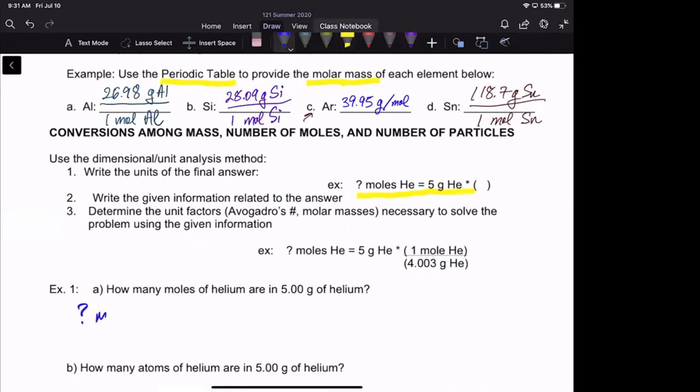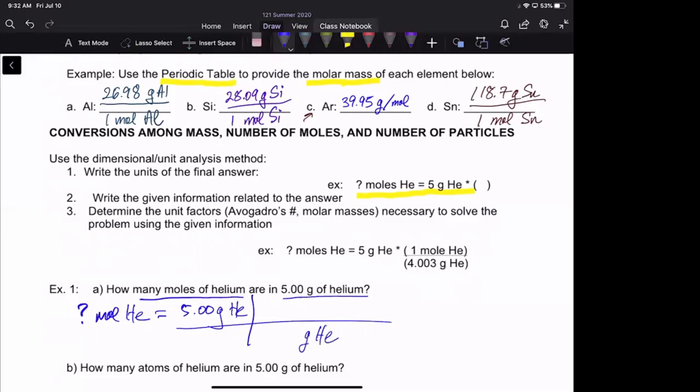How many moles of helium are in 5.00 grams of helium? So using dimensional analysis, I'll erase that, it's a little close. We need to cancel out grams of helium and go to moles. 1 mole of helium must weigh how many? Well, we'll go look for that. We find it on the periodic table, so we'll line it up down here. 4.003 grams of helium.